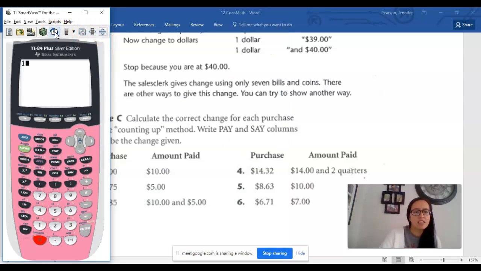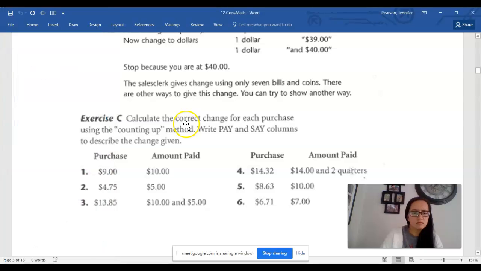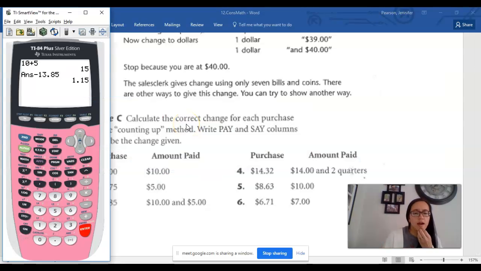So if they give me a 10 and a 5, I know they gave me $15, and then I want to take $15 and I want to subtract the purchase price, which I think was $13.85. And so that means I owe them $1.15. So the change due is $1.15. And so then the question is also asking, how do you give someone $1.15 of change? That would be $1 and 1 dime and 1 nickel.